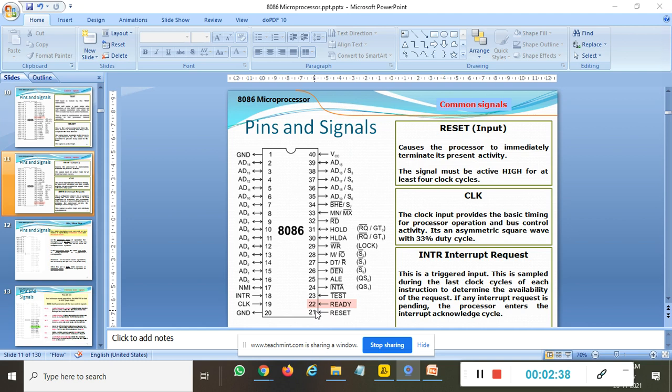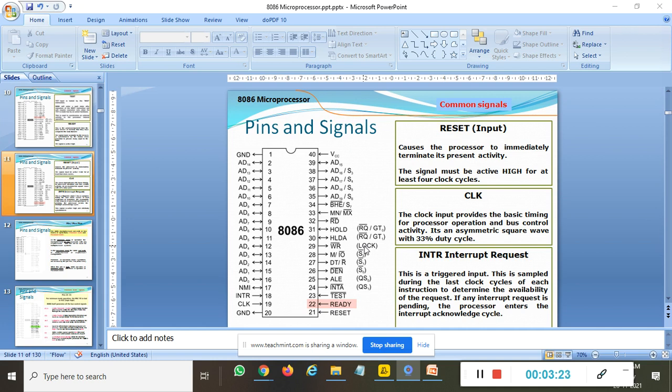Okay, next is the clock, CLK, pin number 19. The clock input provides the basic timing for the processor operation and bus control activity. Meaning, to control the data going through the bus, a clock signal is needed, and it controls the bus activity. How fast the data goes through the bus and what goes depends upon the clock input.